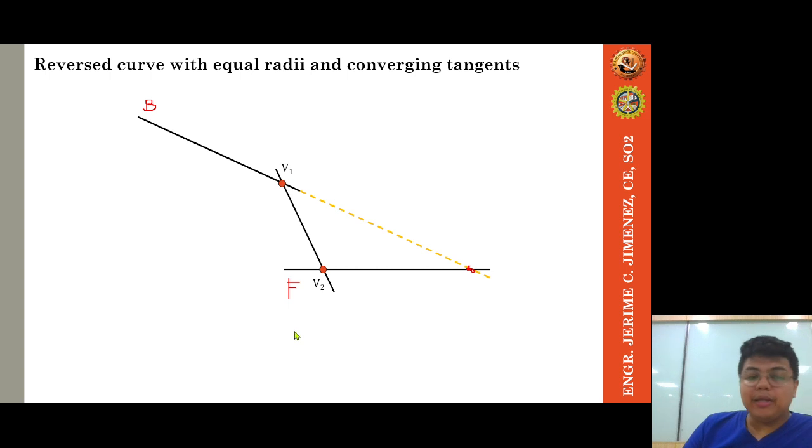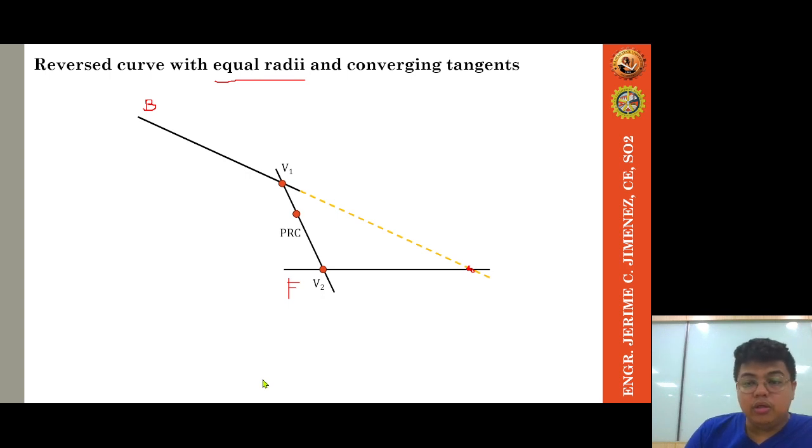Okay? So, when it comes to equal radii with converging tangents, compared to parallel tangents, we position PRC near either V sub 1 or V sub 2. Again, we position PRC either near V sub 1 or V sub 2 to get equal radii. Okay? So, I'll position it near V sub 1. Okay, not too near, but let's say about 1/3 of the way. Okay, that will be our PRC.